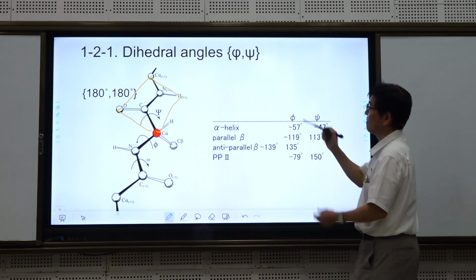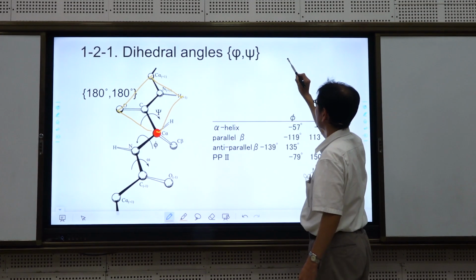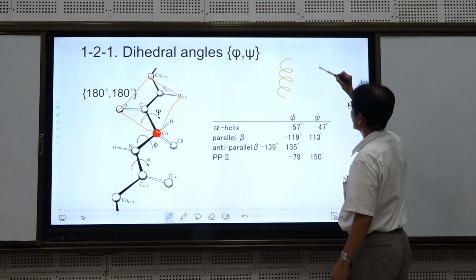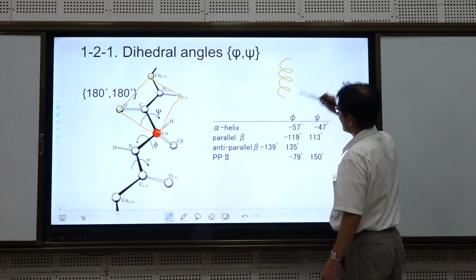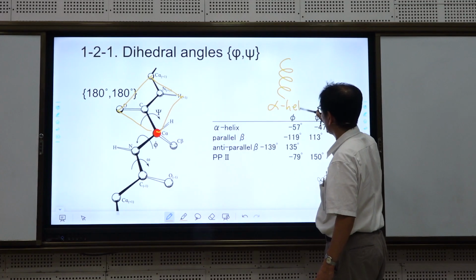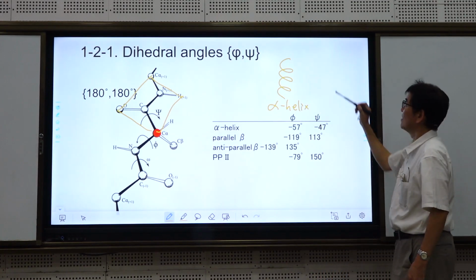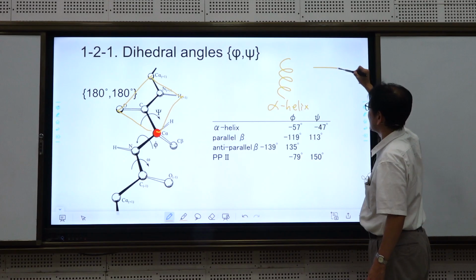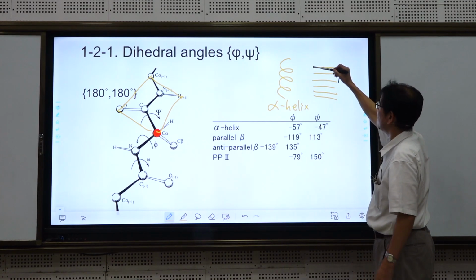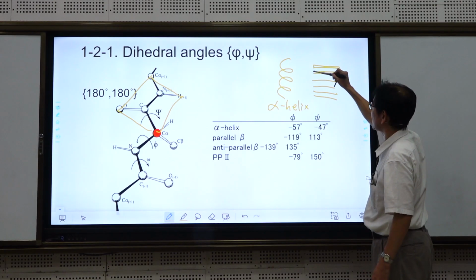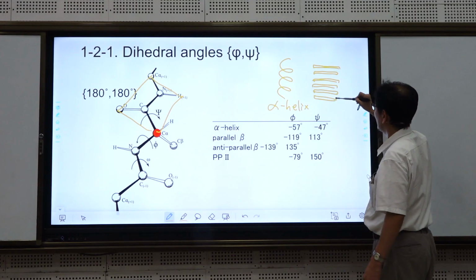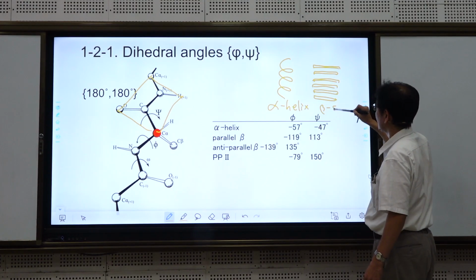And sometimes peptide main chain forms a helical structure. This is alpha helix. Sometimes the peptide main chain forms a stacking sheet structure. This is beta sheet.